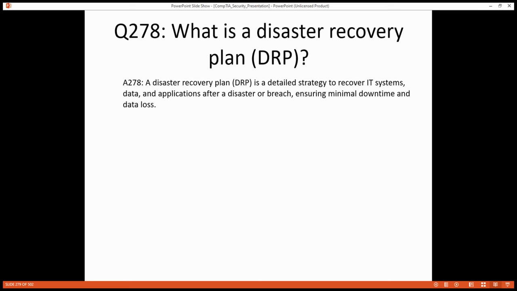Q278. What is a disaster recovery plan (DRP)? A278. A disaster recovery plan, DRP, is a detailed strategy to recover IT systems, data, and applications after a disaster or breach, ensuring minimal downtime and data loss.